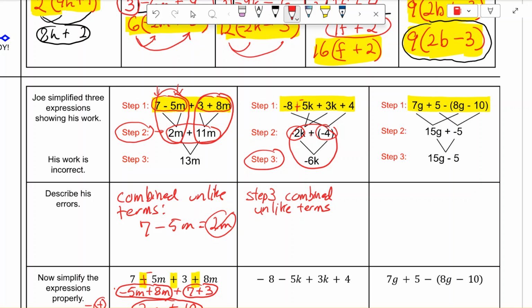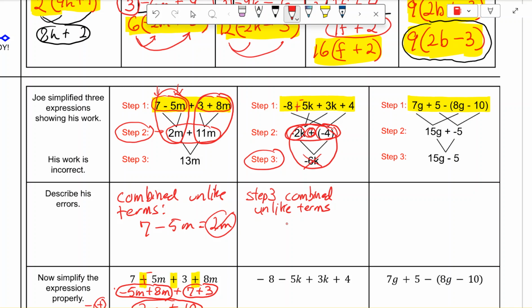He brought down the plus sign. That's good. And then he went from here. He probably felt like he wasn't done, like he had still something to do. He had a plus sign. And so unfortunately, Joe had forgotten about not combining unlike terms. So these are not like. One has a k and one doesn't. So you cannot do this, Joe. He tried to add them together. This is a no.